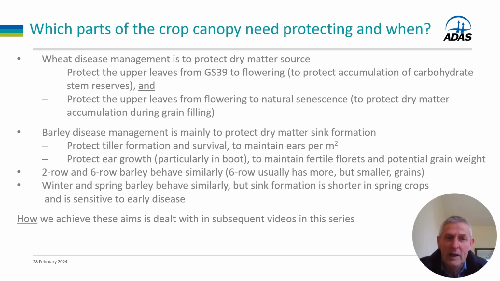In barley, the situation is fundamentally different. We're trying to protect dry matter sink formation by protecting tiller formation and survival to maintain ears per metre squared. And we're trying to protect ear growth, particularly during booting, in order to maintain fertile florets and potential grain weight. And surprisingly, 2- and 6-row barley behave rather similarly because although 6-row barley has more grains, they're typically smaller and the crop typically still remains sink limited. And also winter and spring barley behave rather similarly, but the period of sink formation is very compressed and short in spring crops and is particularly sensitive to early disease.